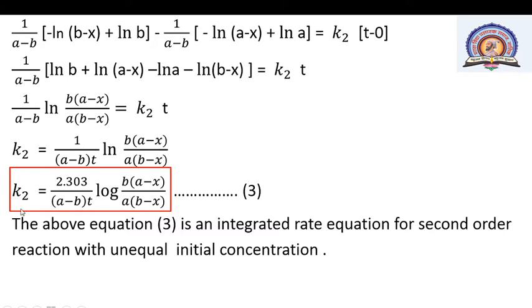Now this ln is converted to log to the base 10, then k2 is equal to 2.303 divided by (a minus b) into t log [b(a minus x) divided by a(b minus x)]. Now this equation is the integrated rate equation for second order reaction with unequal initial concentrations.